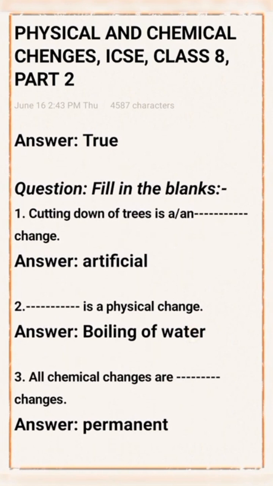Okay. Next question pattern change. That is the next question, fill in the blanks. Now question number 1. Cutting down of a tree is an dash change. Answer: artificial change. Question number 2. Dash is a physical change. Answer: boiling of water.